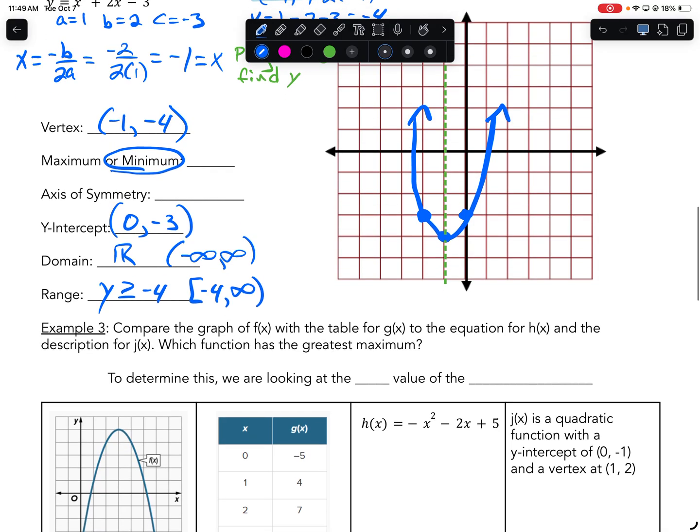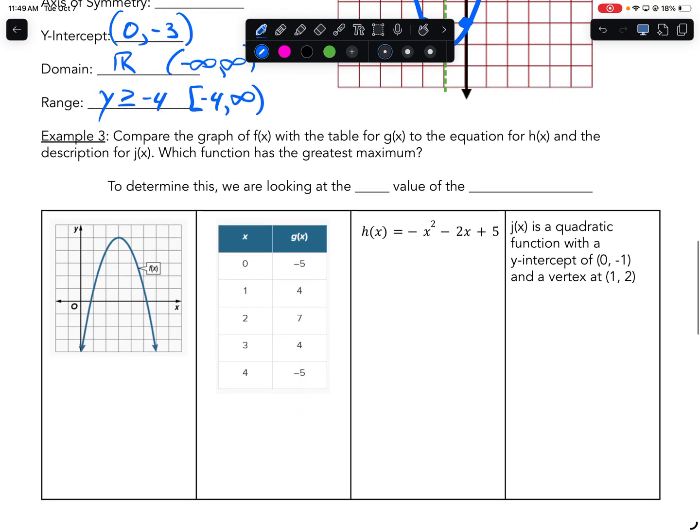So we're going to look at this table below here, and we're going to try to figure out which one has the greatest maximum. It says it right here, greatest maximum. So we're comparing f of x, g of x, and the equation of h of x, as well as the description of j of x. So it really helps you to understand the parabolas.